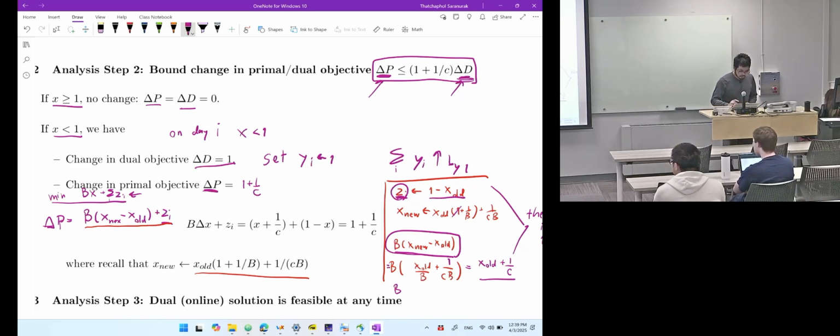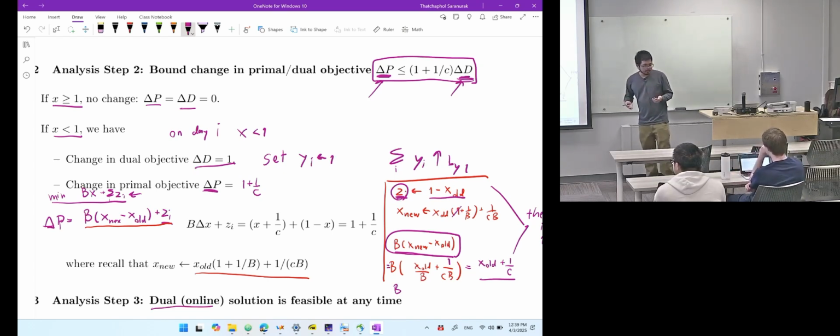Now we just want to say that our dual solution is feasible. So right now, let's think about how our dual solution looks. On each day we just set the new yi to be 1. Next day the new yi is 1. And to make it feasible, what do we need? We need the sum to be less than or equal to b.